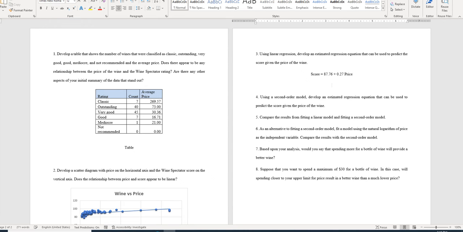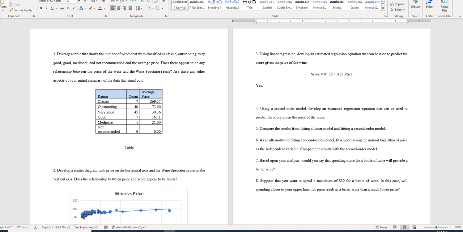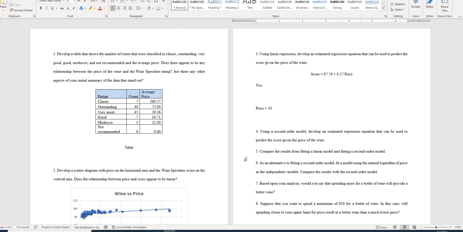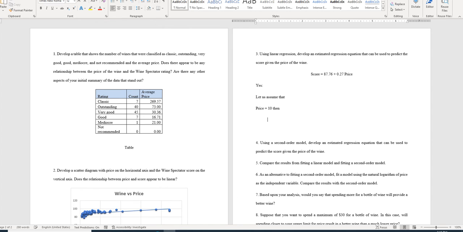Okay, now can we predict the score using these values? Yes, we can predict. How can you predict? Let us take an example. You assume your own value. Here I am assuming price is equal to 10. Let me assume, you write in your own way, I'm just giving an example. Let us assume price is equal to 10. Then what happens?